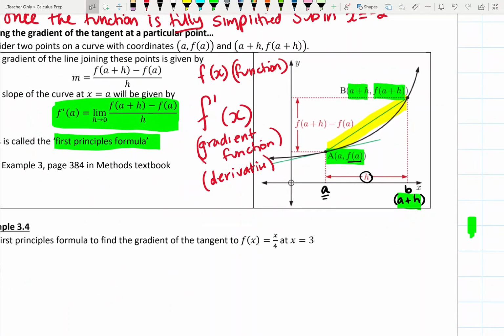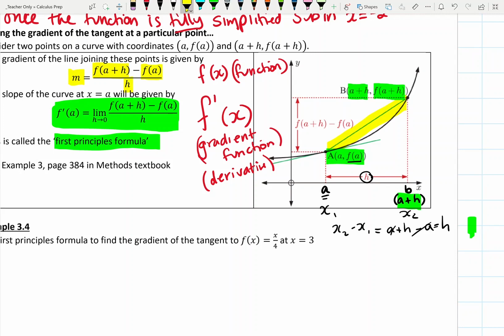Using our basic rule, we've got our slope is y2 minus y1 on x2 minus x1. This is x1, this is x2. x2 minus x1 is going to be A plus h minus A, which is simply h. And so what we have here is h in the denominator.